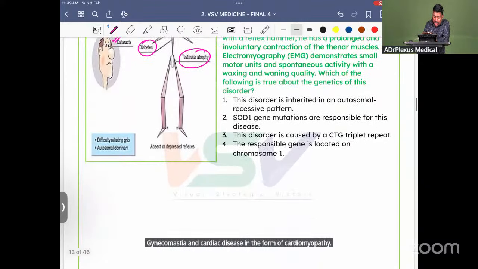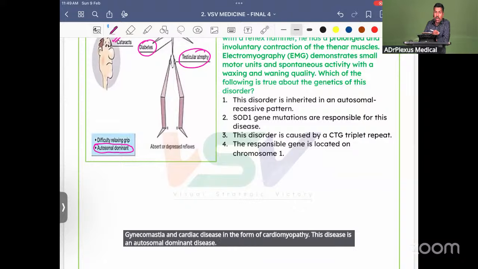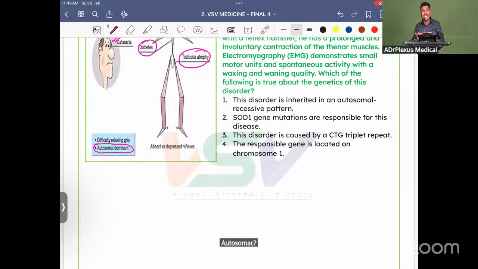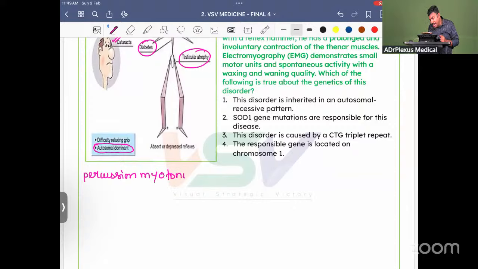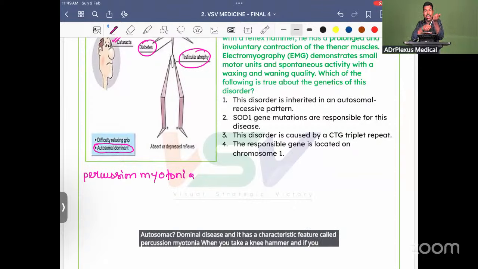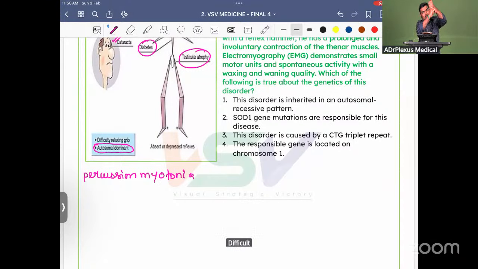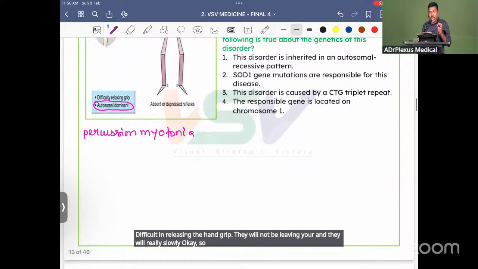This disease is an autosomal dominant disease, and it has a characteristic feature called percussion myotonia. When you take a knee hammer and hit over the hand, there will be a slow contraction and a slow relaxation. Or when you give your finger and they hold the hand like this, there will be difficulty in releasing the hand grip. They will not leave your hand, they will release slowly. So this is called myotonic dystrophy.